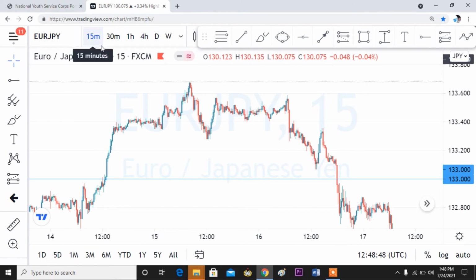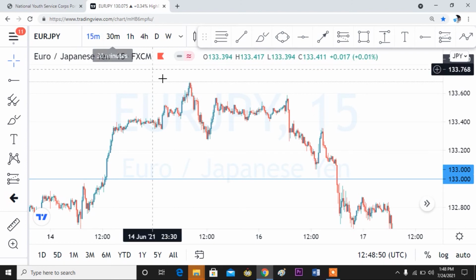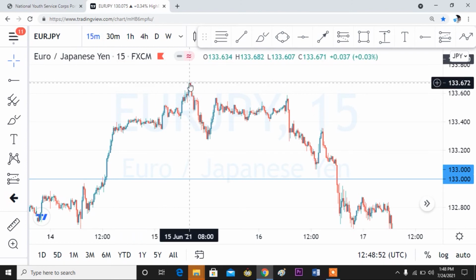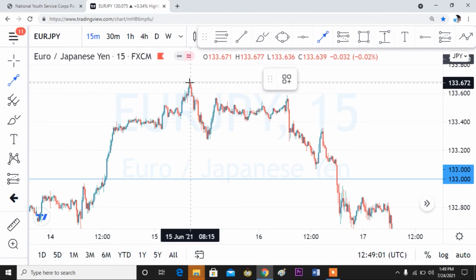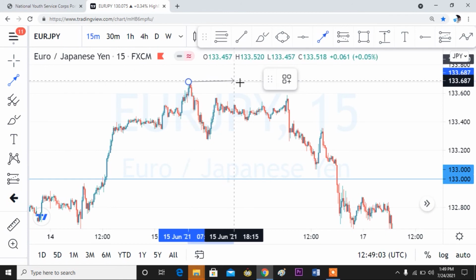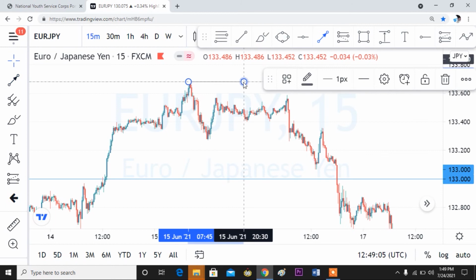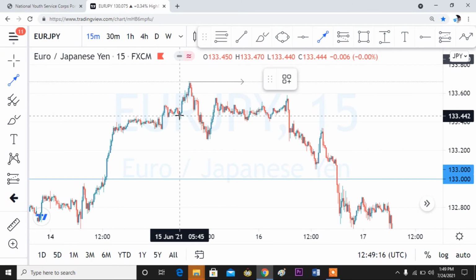So the first thing we have to do, like I said, is indicate the current swing high and current swing low of the market. So here is our swing high, and here was our swing low.